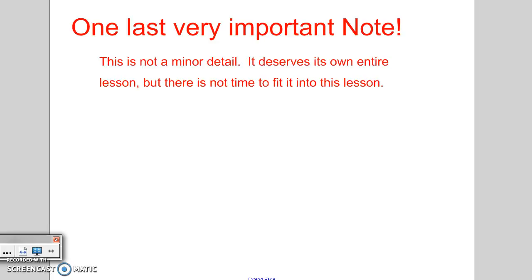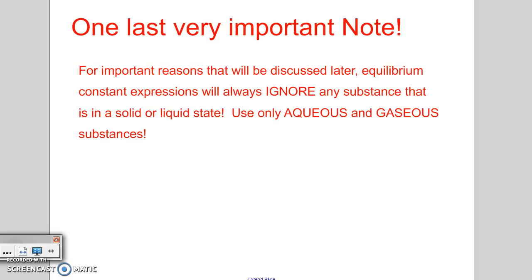Now there's one other thing, a really important thing to mention here before we move on. I have left something out. This is not a minor detail. It deserves its own entire lesson, but we don't have time for it right here. So for reasons that we will discuss later, equilibrium constant expressions always must ignore any substance that is in a solid or a liquid state. We only use aqueous and gaseous substances.